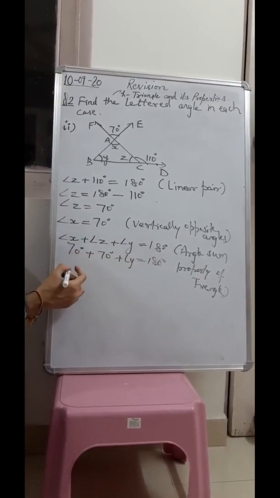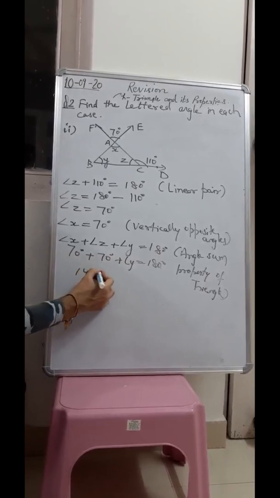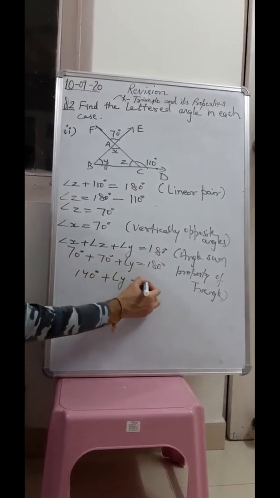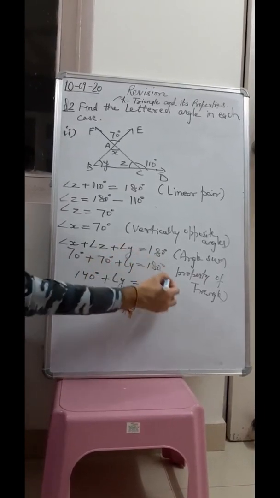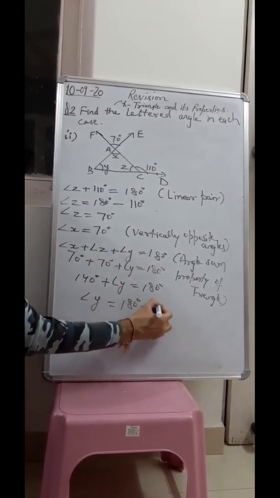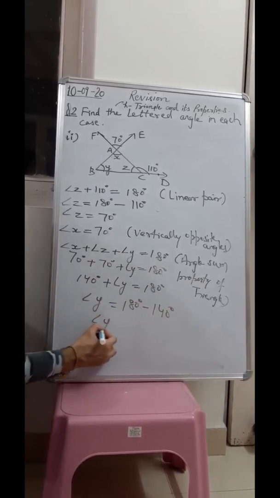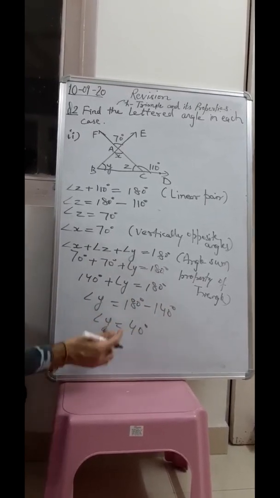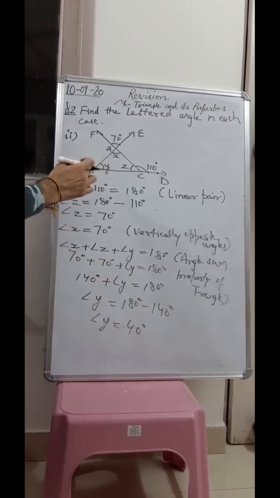So 70 plus 70 gives you 140 degree plus angle Y equals 180 degree. So this 140 will go on the right hand side. Angle Y equals 180 minus 140 degree. So angle Y equals 40 degree. So in this way we can find out X, Y and Z.